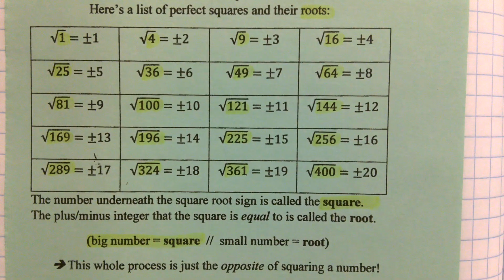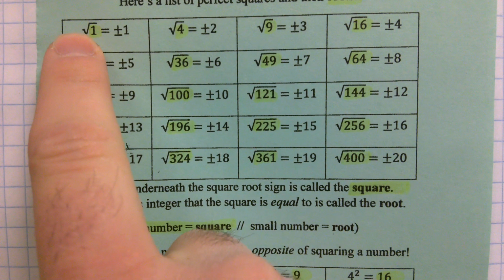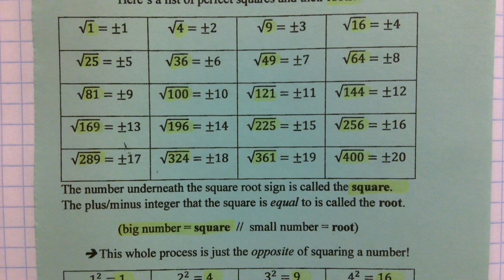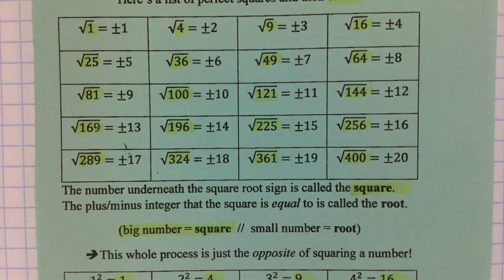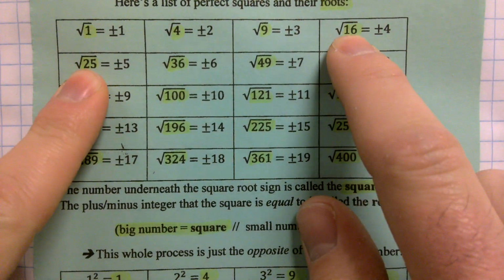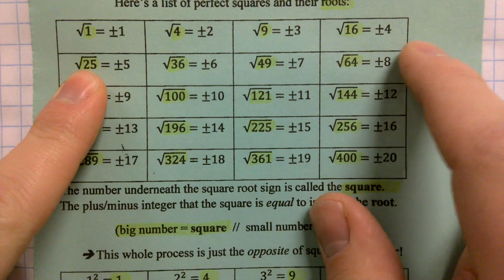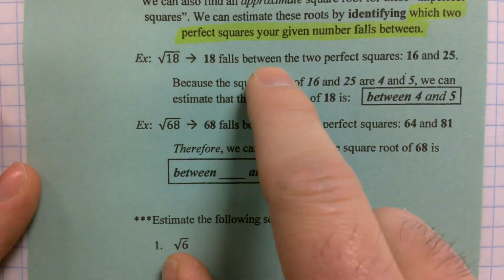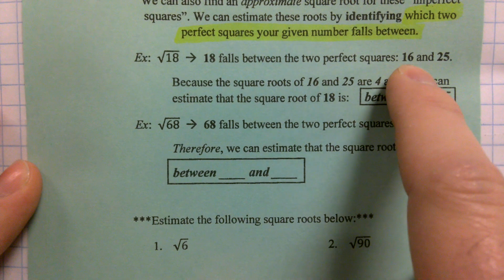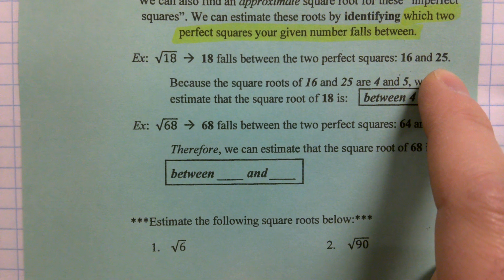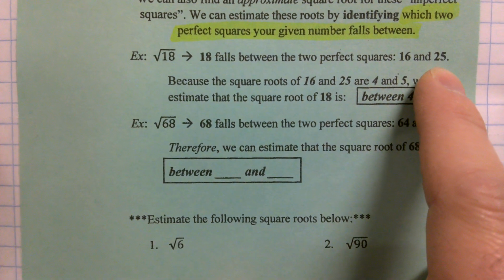If I look back at my perfect square chart, my perfect squares are 1, 4, 9, 16, 25, 36. Where would 18 fall between? 16 and 25. Right? 16 is the closest number smaller than 18. 25 is the closest number larger than 18. So we could say that 18 falls between the two perfect squares, 16 and 25. Everybody with me so far? Yeah. We can tell that 18 is between 16 and 25, yes?